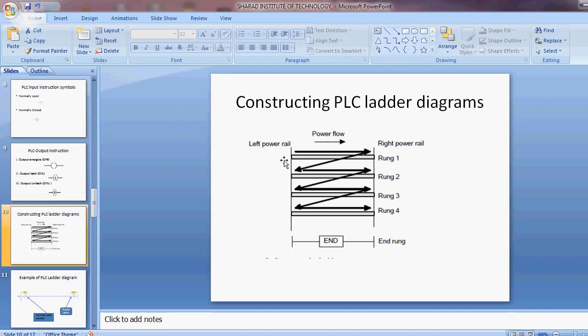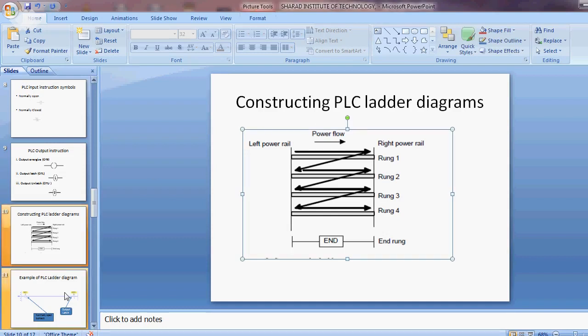Each output can be used only once in a program. A vertical input and output can appear in more than one rung of the ladder. The next point is that a contact cannot be placed to the right of the output. The inputs and outputs are all identified with different addresses, also including timer and counter functions, which are on the right hand side. So these are the basic features of a ladder diagram. Then we move to one example of a PLC ladder.